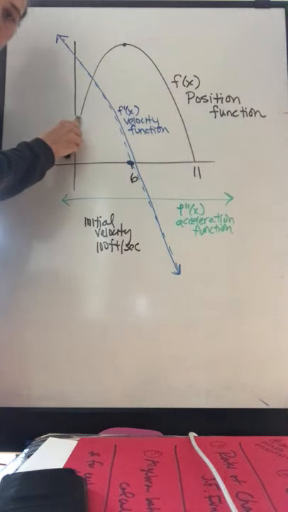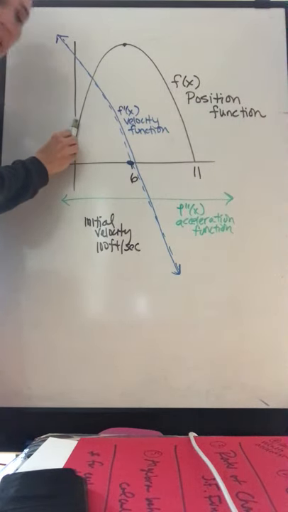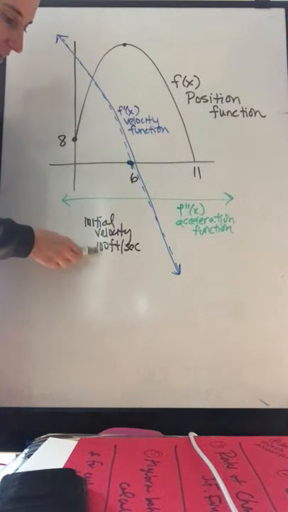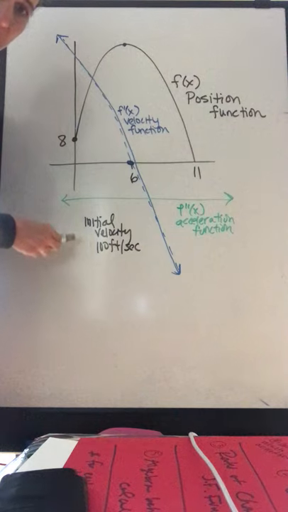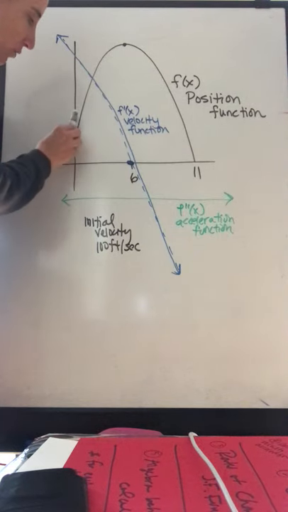Now, the slope of that tangent line at zero is going to be 100. If the initial velocity is 100 feet per second, initial velocity is found by the slope of the tangent line at any point. So right here, the slope of the tangent line is 100.